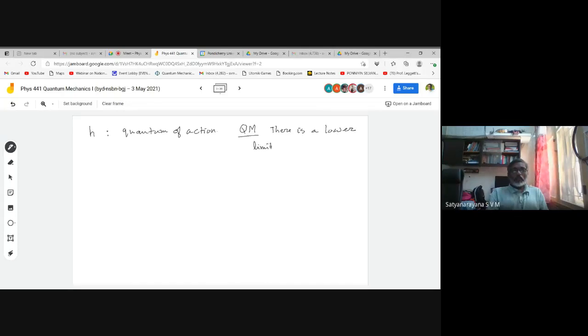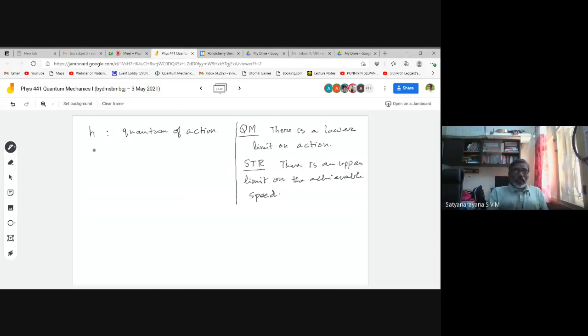There is a lower limit on action. Just like the special theory of relativity tells you there is an upper limit on the achievable speed, in the same way there is a lower limit on achievable action. So this is important to understand.